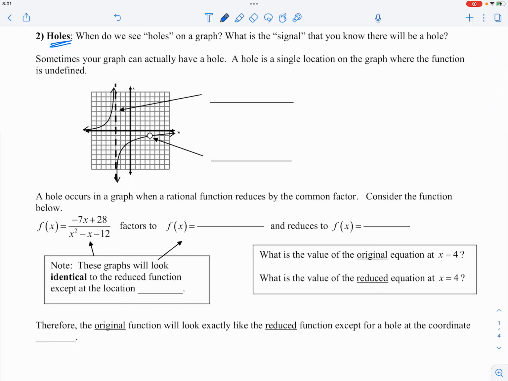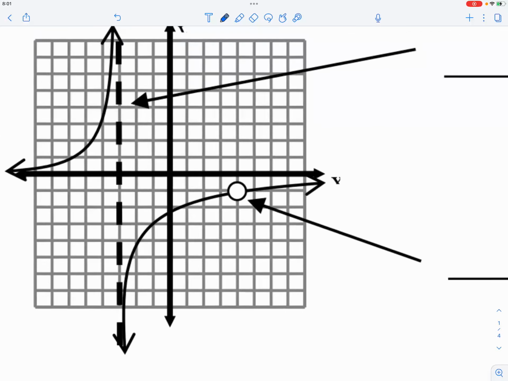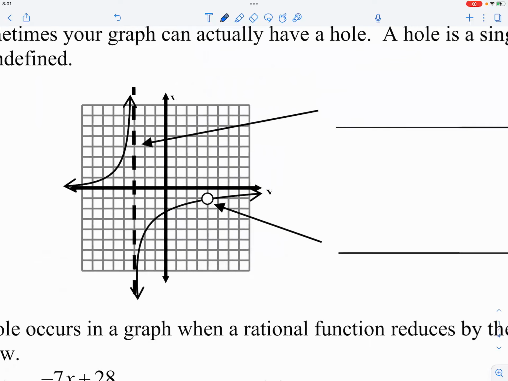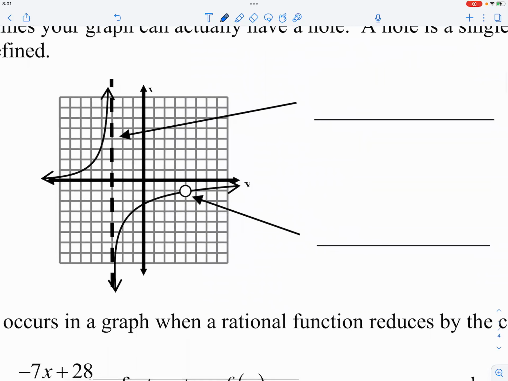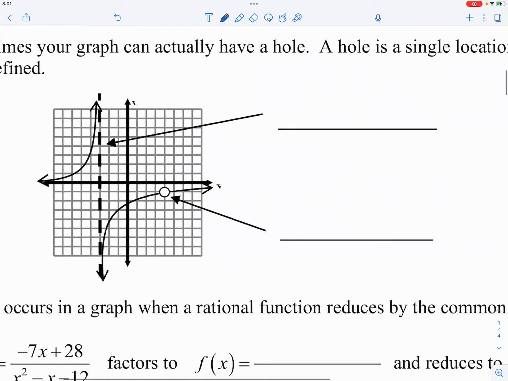So what is a hole? Well, a hole is the open circle that you can see right here. It's just another way to represent that something is undefined, okay? On this graph, we have two features: the vertical asymptote, and the hole right here. They both represent something being undefined, some x values being undefined.